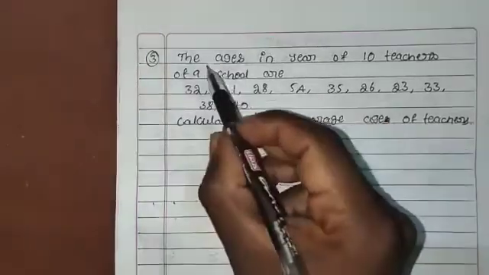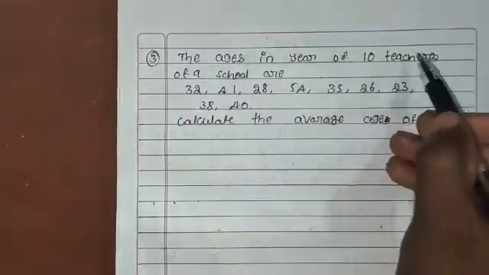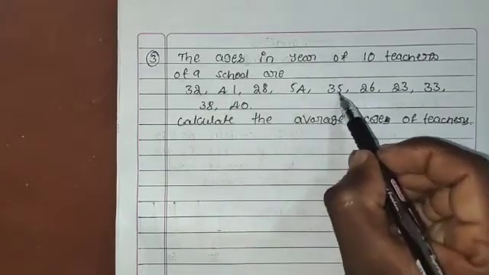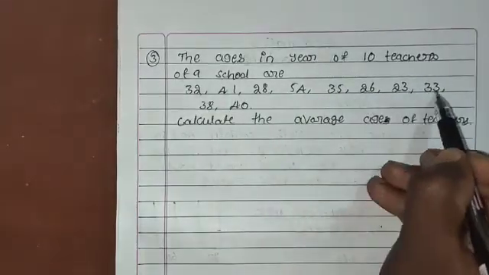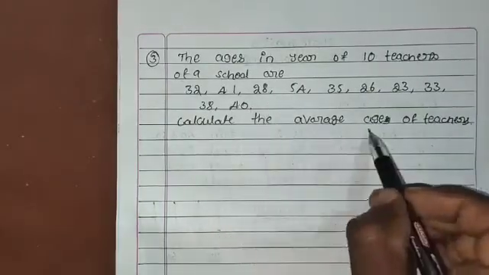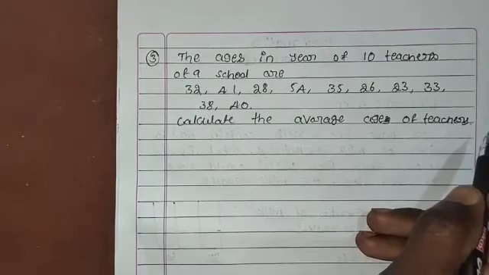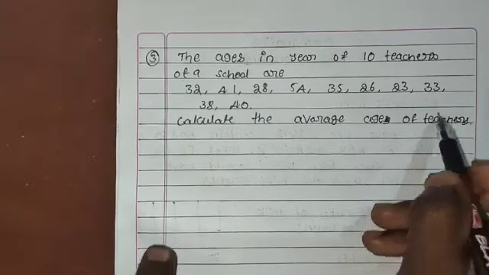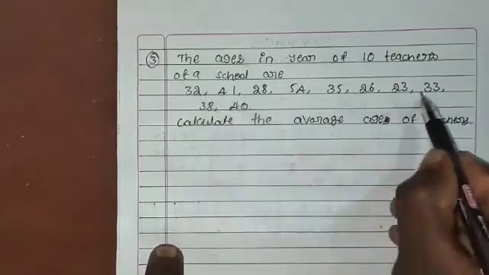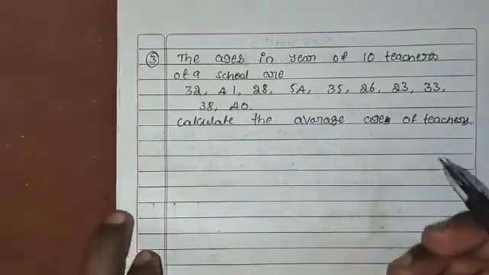Next problem: the ages in years of 10 teachers of a school are 32, 41, 28, 54, 35, 26, 23, 33, 38 and 40. Now we have to calculate the average age of the teachers. The ages of all 10 teachers in a school are these. Now we have to find the average age of the teachers.